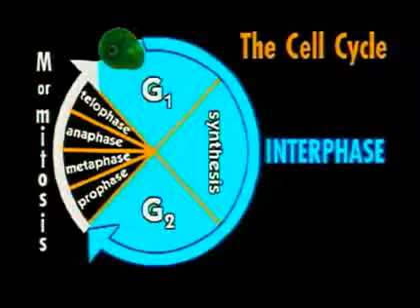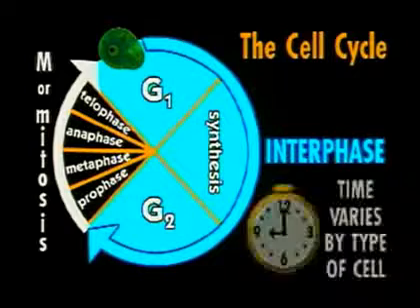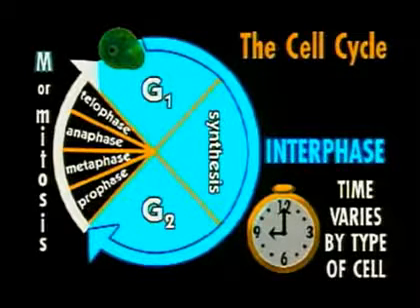All the phases except for M are collectively called interphase. So, G1, S, and G2 are together called interphase, and M is just called M. The time it takes for a cell to go through each of the four phases depends on the type of cell it is.